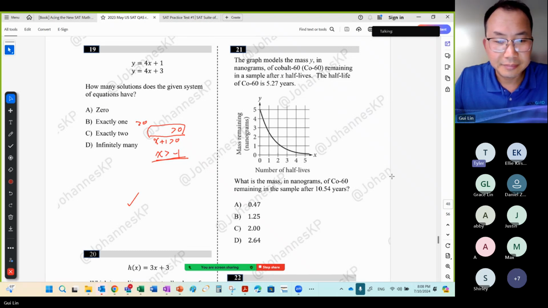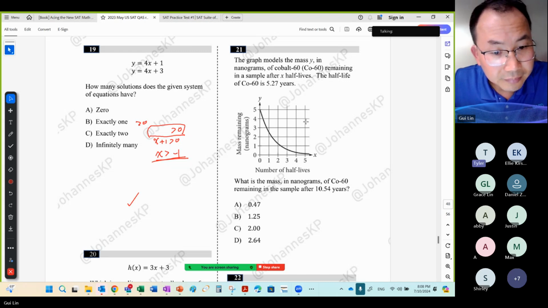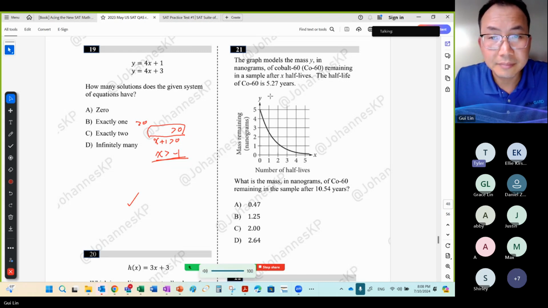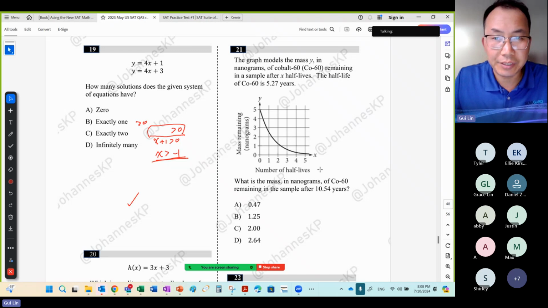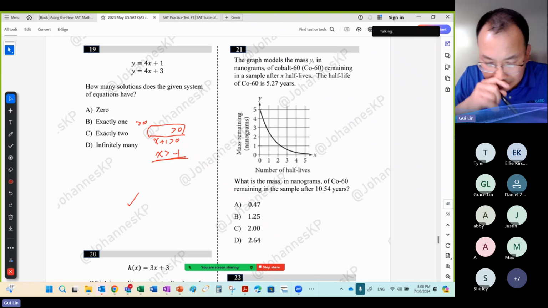The graph models the mass Y in nanograms of a sample after X half-lives. The half-life of cobalt-60 is 5.27 years. What's the mass in nanograms of the cobalt-60 remaining in the sample after 10.54 years? Okay, so let's look at this graph first.